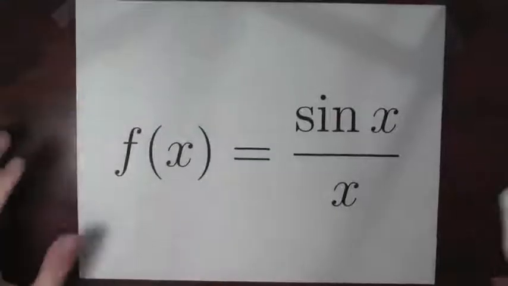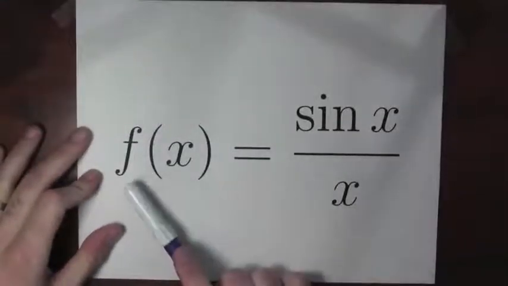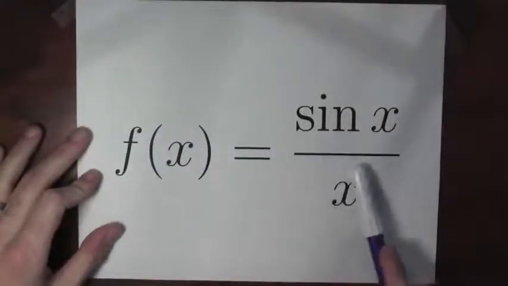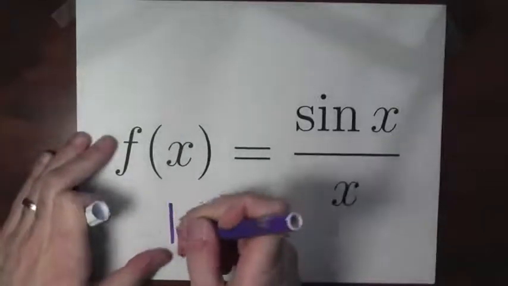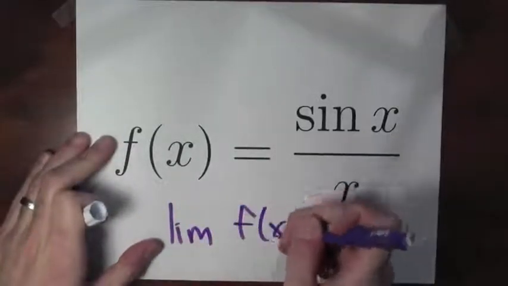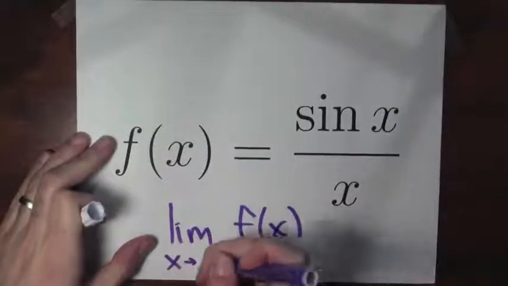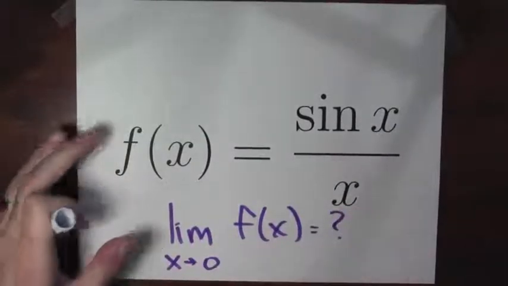So here's a great function to look at. The function is going to be defined by f of x equals sine x over x. My question is, what's the limit of this function as x approaches 0? Let's try to guess the limit by looking at a table of function values.